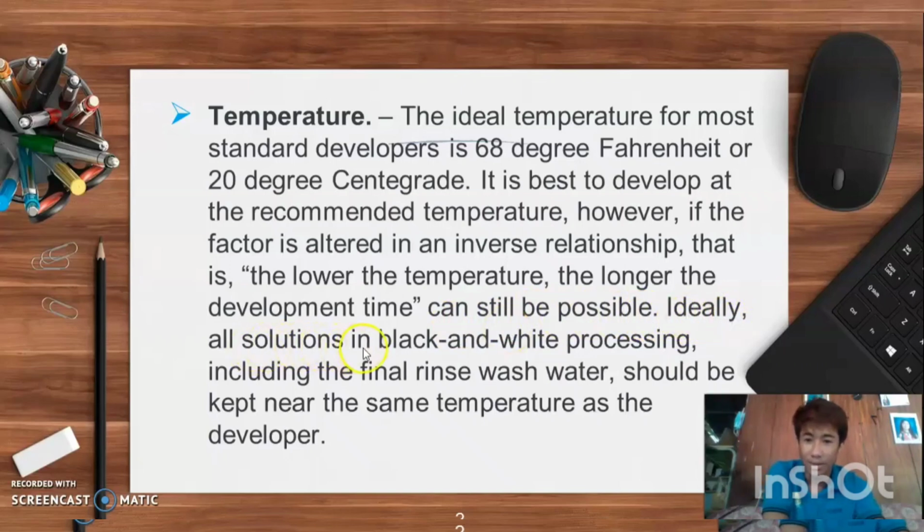Ideally, all solutions in black and white processing, including the final rinse wash water, should be kept near the same temperature as the developer.